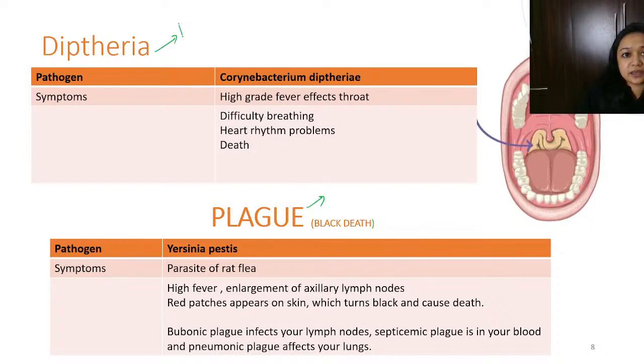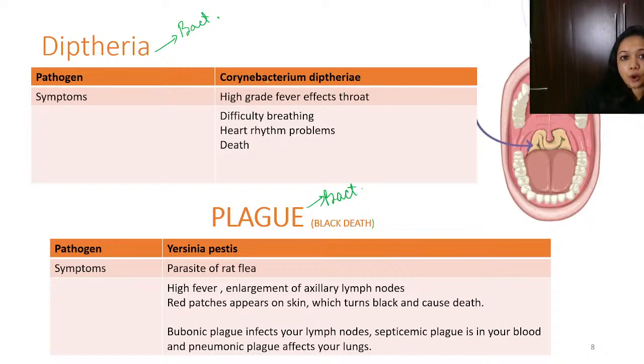Okay, moving ahead, there are two other bacterial diseases mentioned in your NCERT, and only the names are given. There is no detailed discussion about it, but you never know. NTA may pick up these names and may ask questions, right? So we need to be prepared. So let's talk only about the name of the pathogen and the symptoms that this particular disease causes.